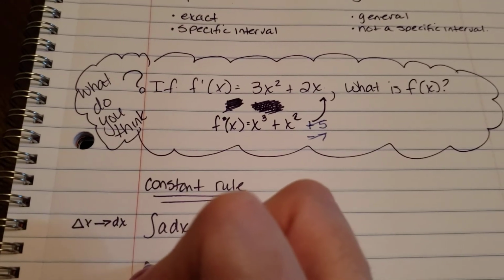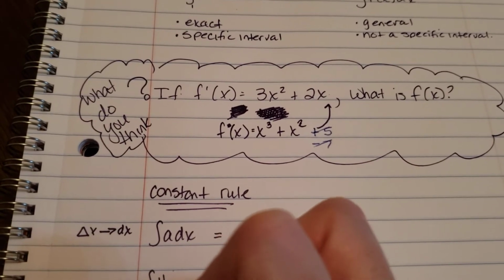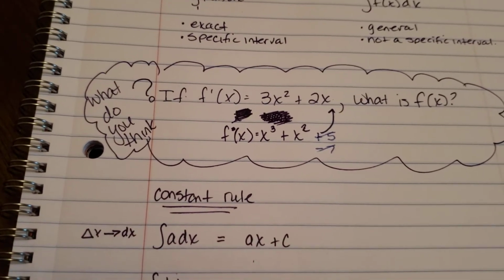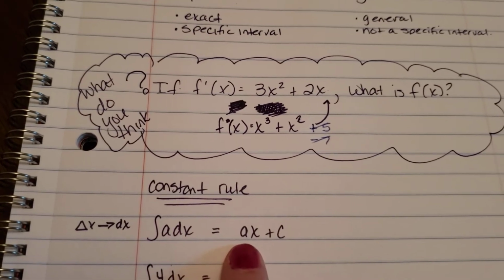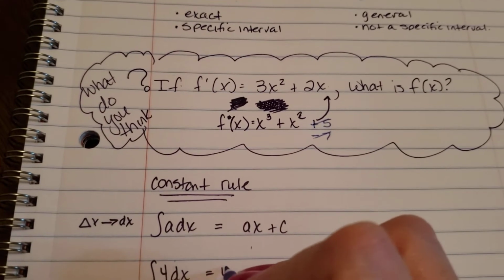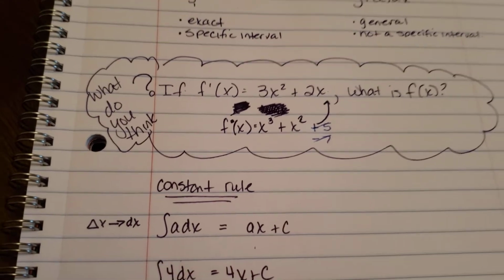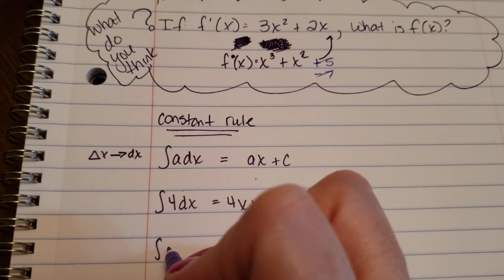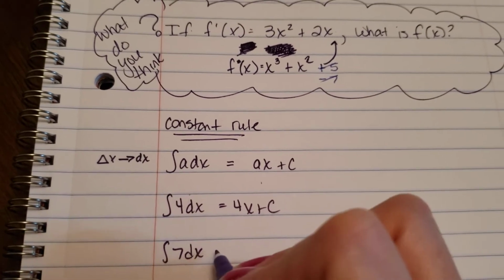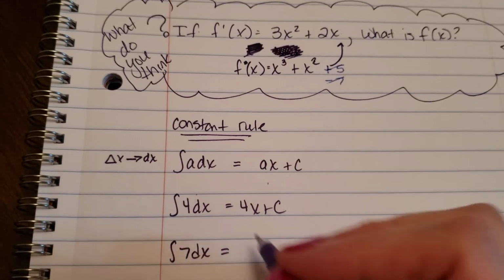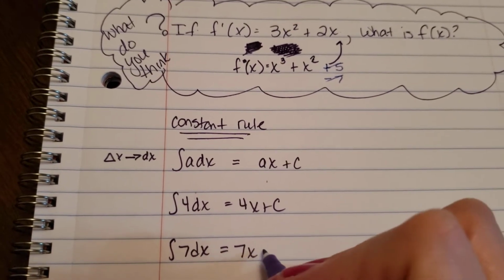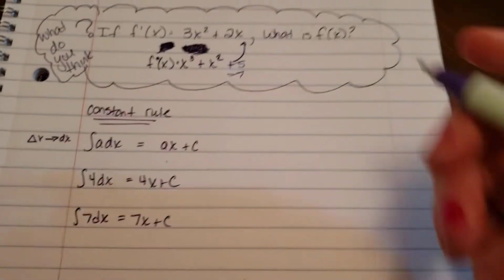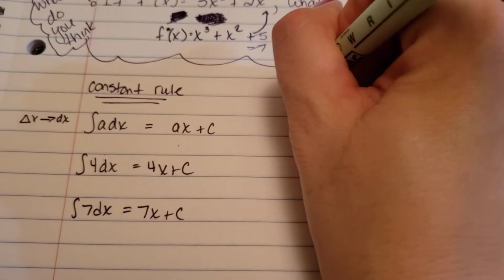So let's look at this as an actual example, and let's do the integral of 4 dx. So what that 4 would become, like our a became ax, our 4 would become 4x, and then we always do plus c. So let's try one more. The integral of 7 dx becomes 7x and then plus c. Pretty simple, right?